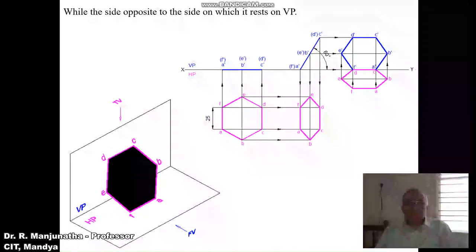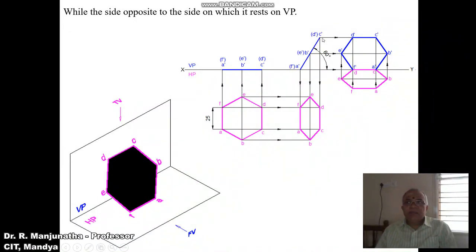The side opposite to the side is CD. So here A dash F dash is resting on HP, and the side opposite to the side is CD, which has to rest on VP. So you rewrite the second position top view by rotating in the counterclockwise direction by an angle of 90 degrees, such that the CD is going to be on the XY line, and then write the front view.